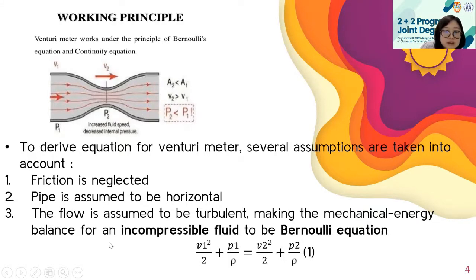So making the mechanical energy balance for incompressible fluid to be a Bernoulli equation again. Since the pipe is assumed to be horizontal, there is no sloping, so there is no Z1 and Z2 in the equation. So only velocity and pressure.